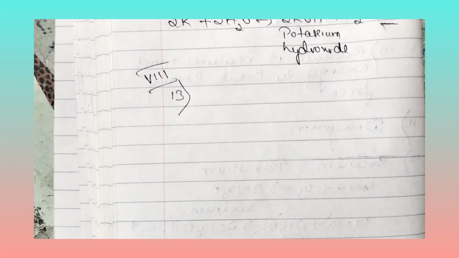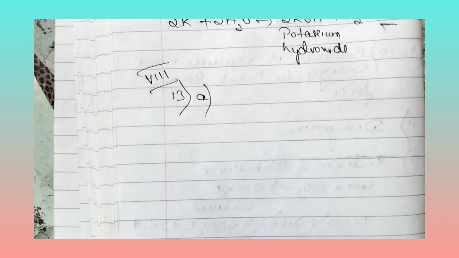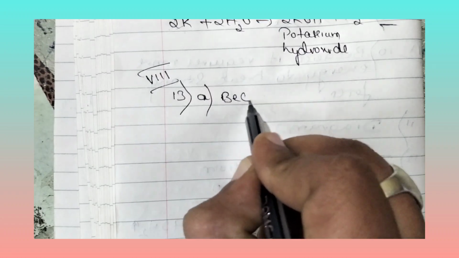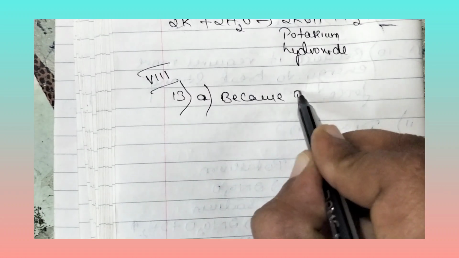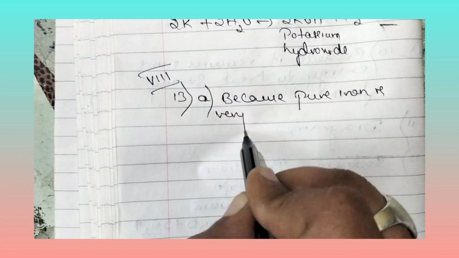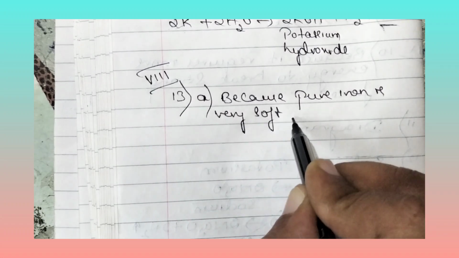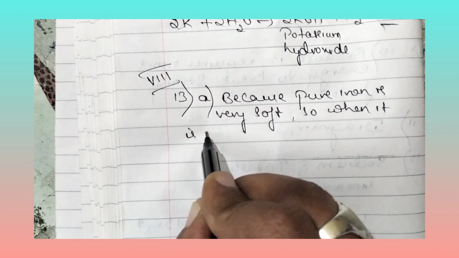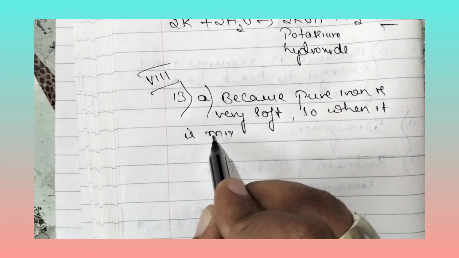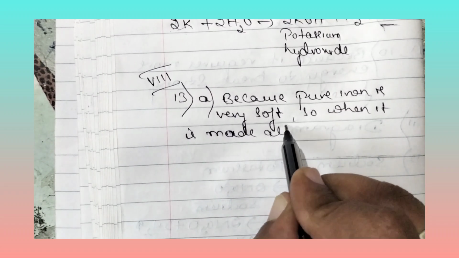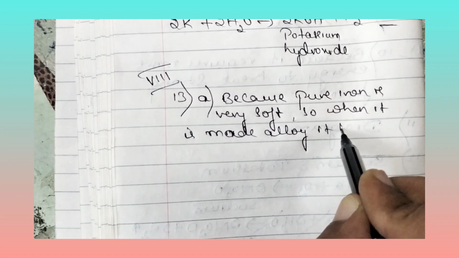This is a give reason question. The first one: alloys of iron are more useful when compared to pure iron, because pure iron is very soft. When it is mixed, or when it is made into an alloy, it becomes hard.